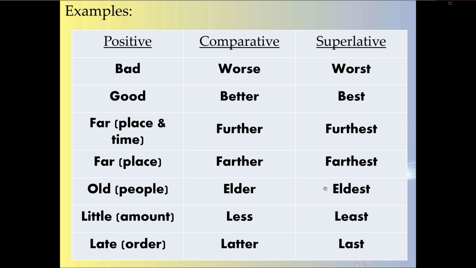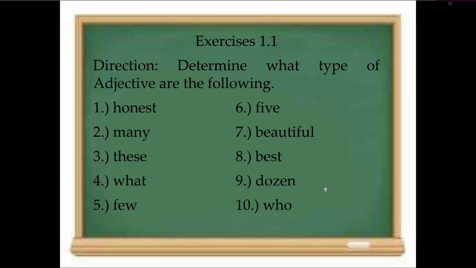Old, for the people: when we use old for the people, its comparative form is elder and its superlative form is eldest. Little, when we are talking about amount: less, least. Late, in order, we can say later, last.